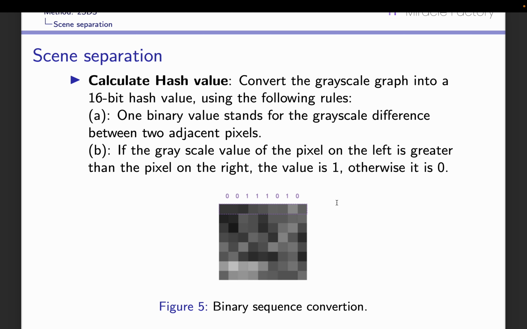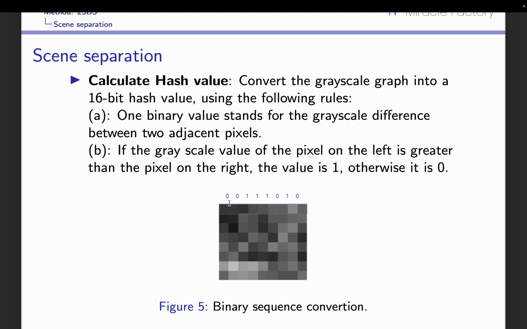So we'll give you a further example. If you can see the two pixels here, they are nearly identical, so the value should be 0. And you look at these two pixels. The pixel on the left is actually lighter than the pixel on the right, so the value is also 0. And when you look at these two, the pixel on the left is actually darker, and so the value here is 1.